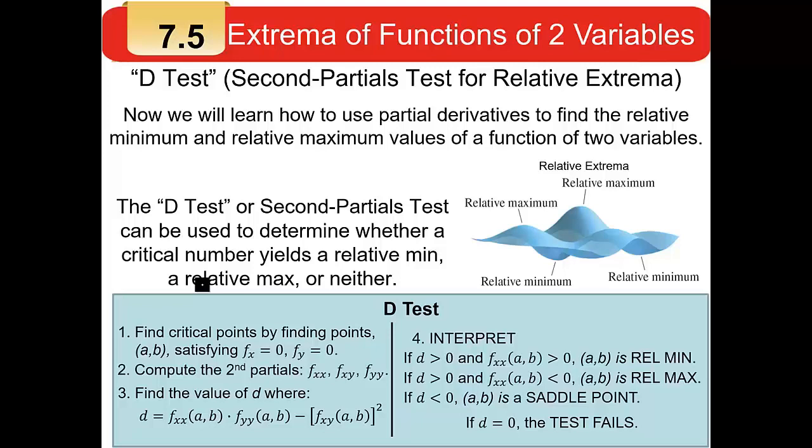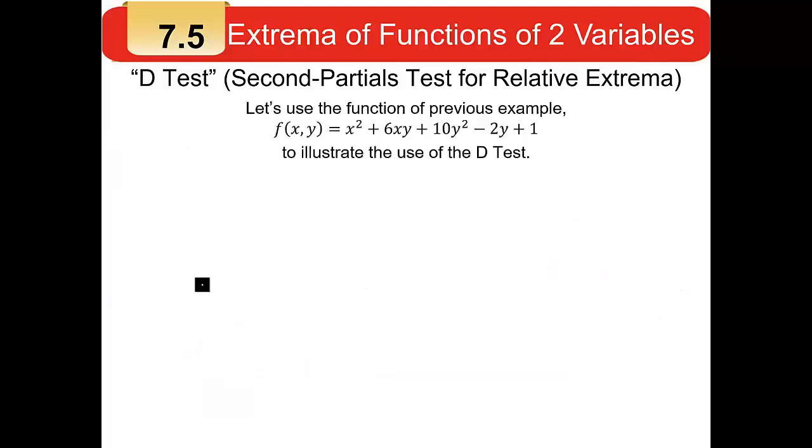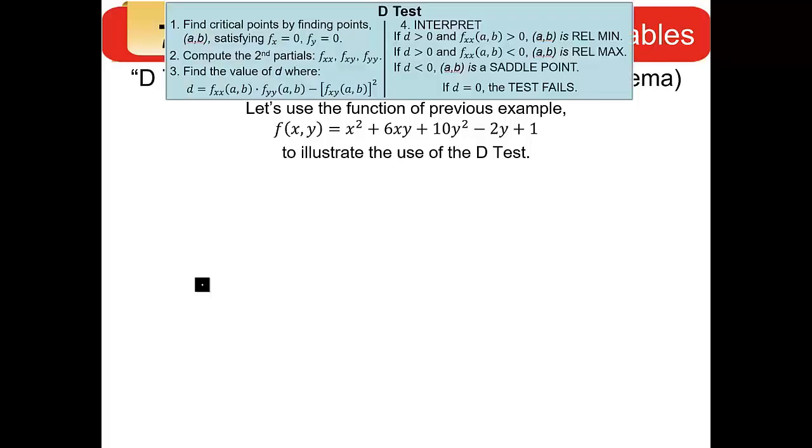It's very similar to the second derivative test in that it can fail. Now I want to convince you that this is not as bad as it looks by going through a couple of examples. Suppose we take this function, two variables x and y. It's x squared plus 6xy plus 10y squared minus 2y plus 1, and show how the d-test works. I'll pop it back up here and go through the steps.